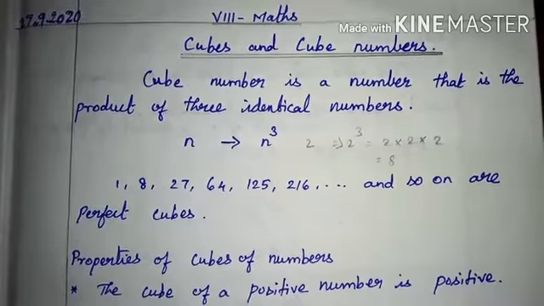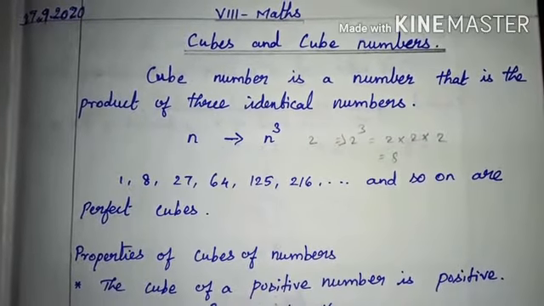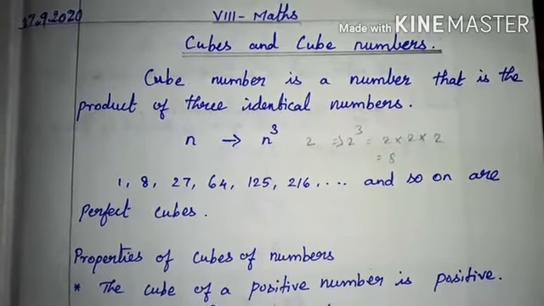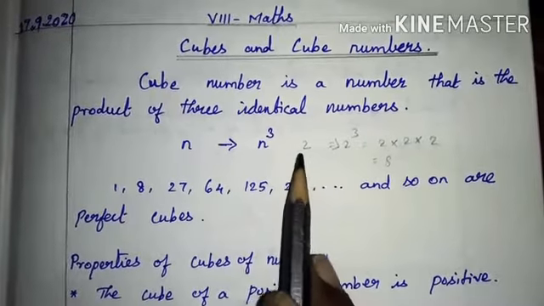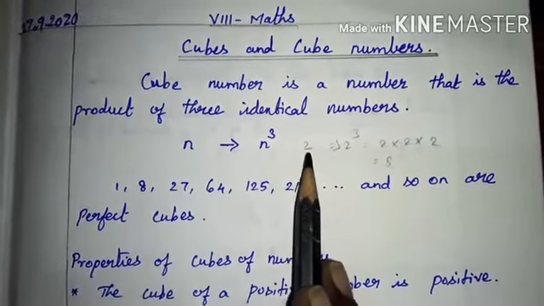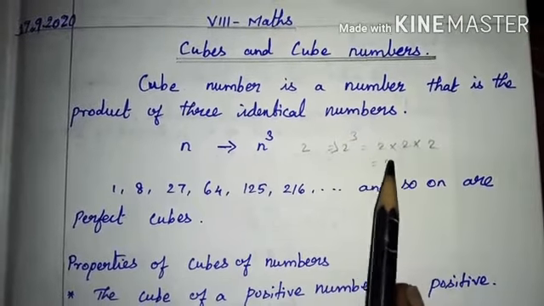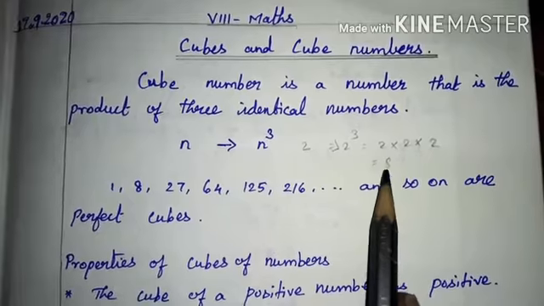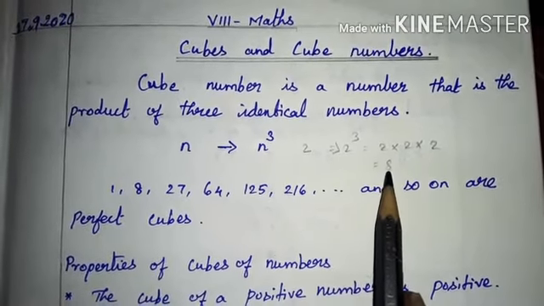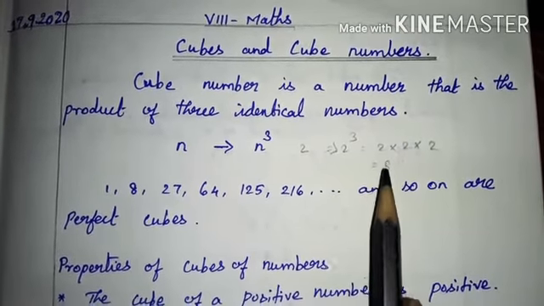A cube number is a number that is the product of three identical numbers. For example, if we consider the number 2, the cube of 2 is the product of three identical 2s, that is, 2 cube is 2 into 2 into 2. We get the product as 8. Therefore, 8 is a cube number, or we call it a perfect cube.